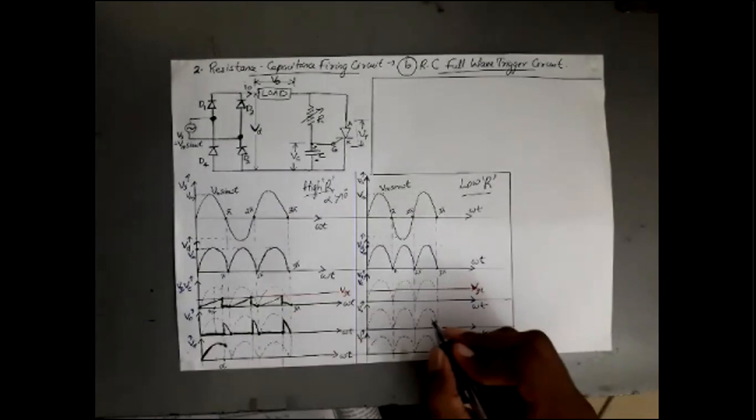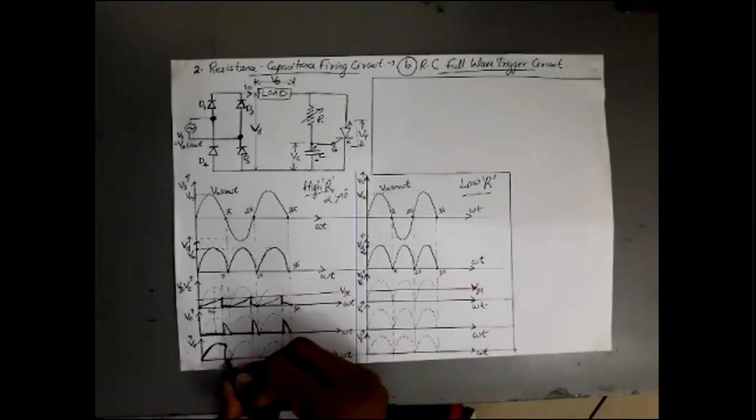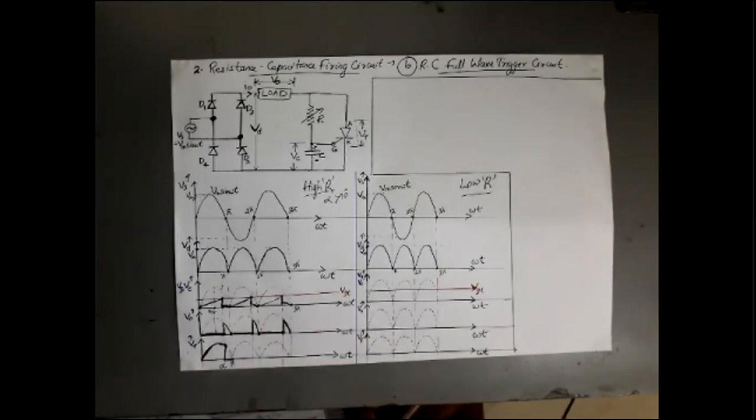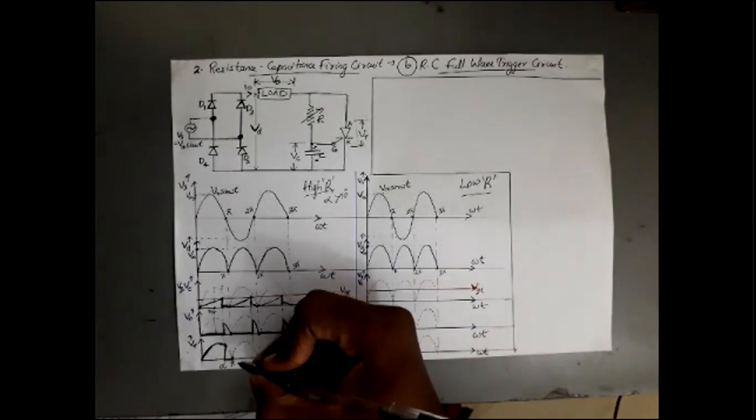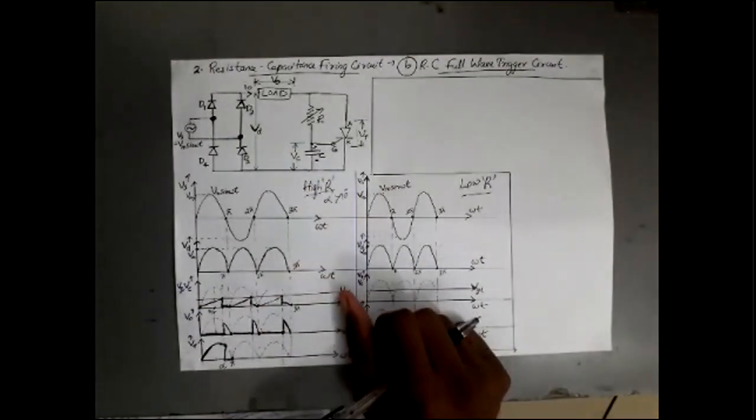Then SCR acts as a closed switch, so voltage appearing across my SCR will be zero. So VT will reduce to zero suddenly, and up to pi it remains zero. Then what happens? Again, my SCR is in off state. Entire Vd will be appearing across my SCR. So SCR voltage takes the path of Vd until it is triggered.